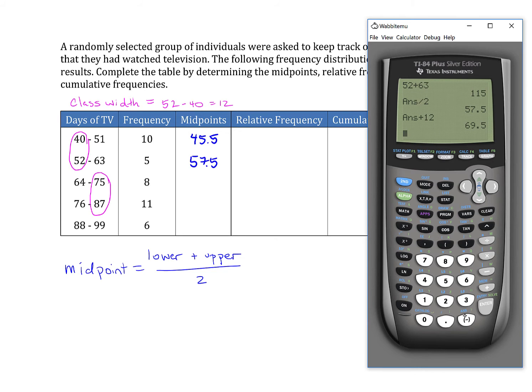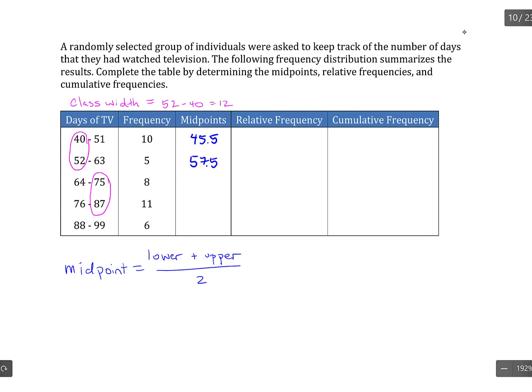So I could just come up with the first one and then repeatedly add 12 to get the remaining ones. 57.5 plus 12 would be 69.5. Plus 12 more would be 81.5. And plus 12 more would give me 93.5. It's always a good idea to make sure these line up with what you expect to be the average of those 2 numbers. Double check yourself in the end.